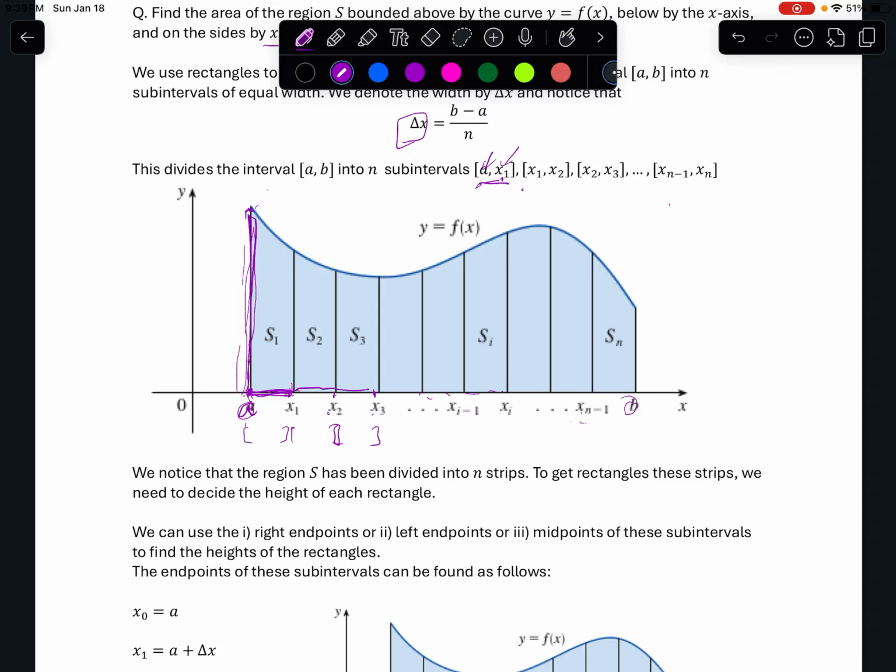Okay, let us come back to it. Let's see. If I am going to use my left hand points, then can you see this will be the left hand point of the first strip, or whatever you call it. This will be the left hand point of the second strip, so this will be the height of the second rectangle. In the same way, this will be the height of the third rectangle, and so on.